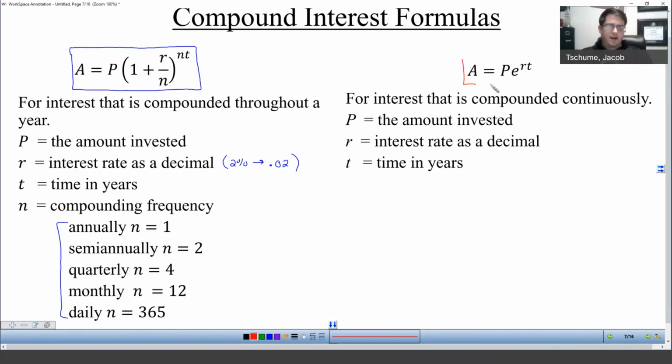Now, this formula over here on the right looks a lot nicer. That's because it only applies if one thing is true. If you see in the problem that your interest is compounded continuously, then you can use the formula, which is A equals P times your natural base E raised to the RT power. Now you have a lot less letters to worry about here, but they all mean the same thing. P is still the amount of money invested at the beginning. R is still your interest rate as a decimal, and T is still the time in years. The only difference is you don't have an N value, because since you're compounding nonstop, continuously, you don't have to worry about it. It's built into the natural base of E.